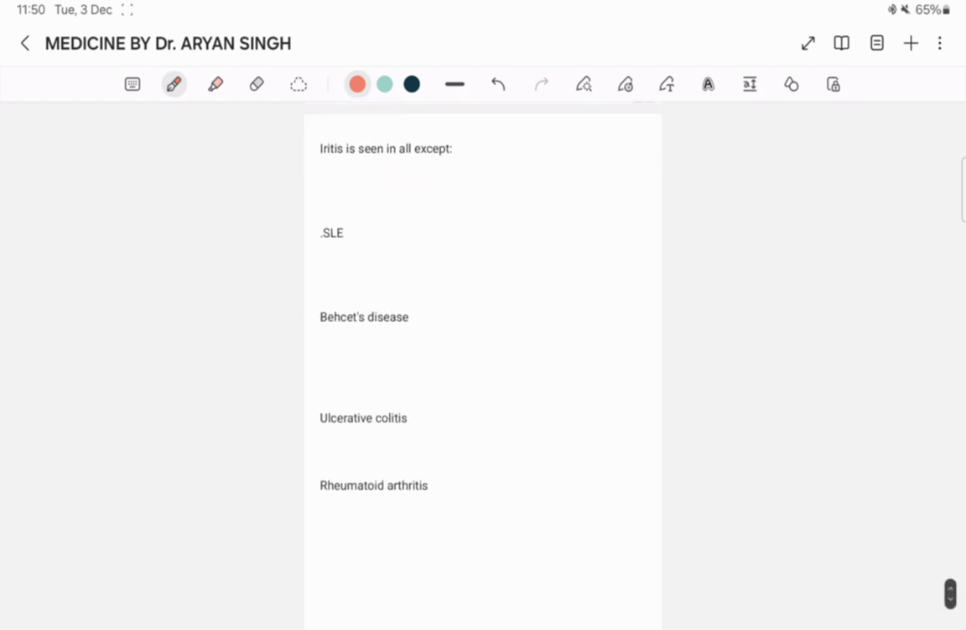Arthritis is seen in all except: SLE, Behcet disease, ulcerative colitis, rheumatoid arthritis. The best answer is rheumatoid arthritis, because here arthritis is seen in all the conditions except rheumatoid arthritis. Arthritis is a... iridocyclitis is also known as what?